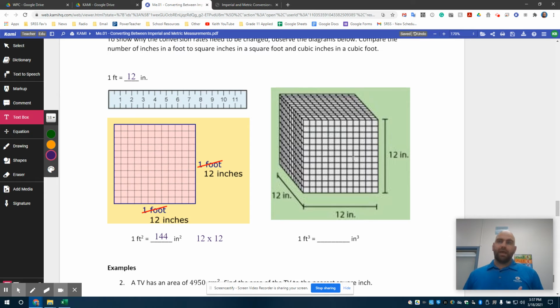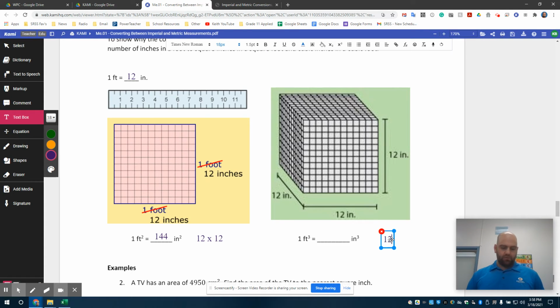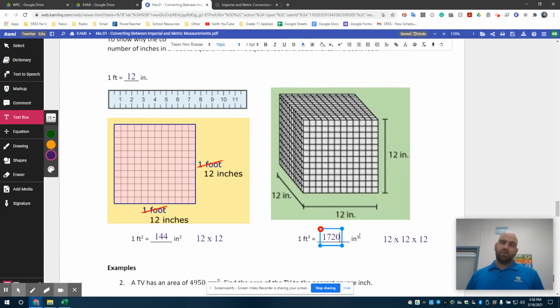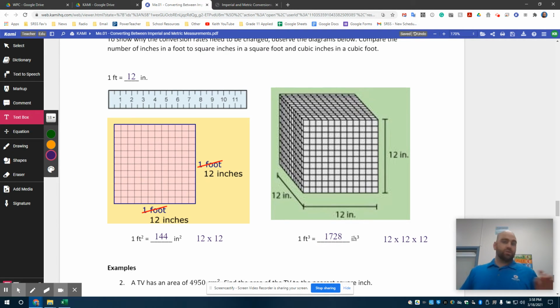Now, cubic is volume. It's going to be 3-dimensional. Again, 12 inches. But if we are trying to find out how many little 1 inch by 1 inch cubes are in this one, we have to do 12 times 12 times 12, which is 12 cubed. That one I don't have off the top of my head here. 1,728. 1,728 cubic inches are in 1 cubic foot. So that's where our conversions are very different. That's why we have to square or cube our conversion rates when we're solving.